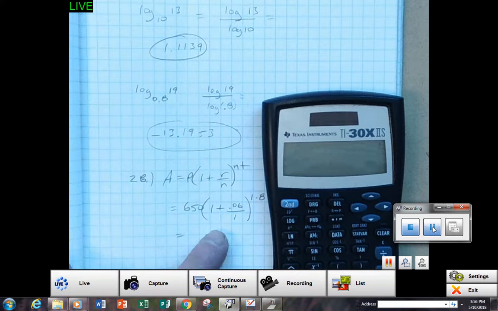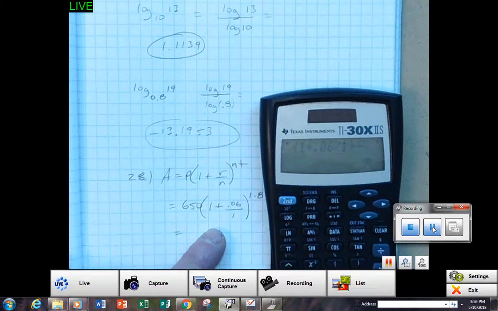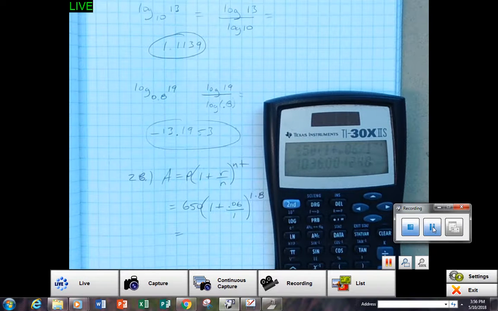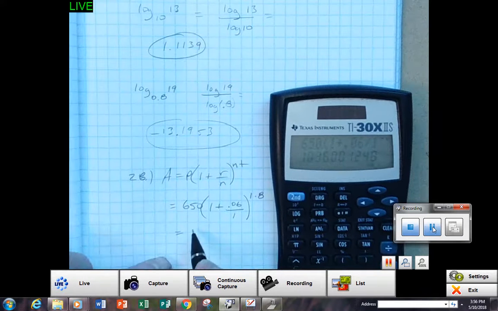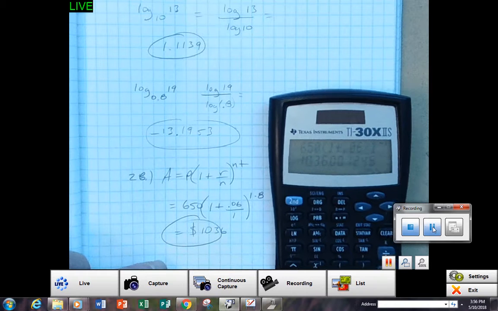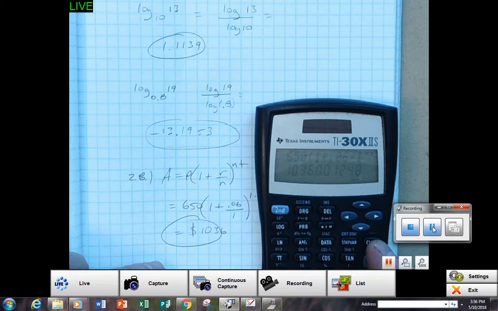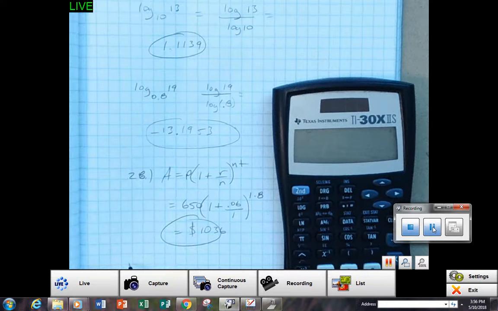So annually is 1, so 650 parenthesis 1 plus 0.06, 6%, divided by 1 annually, and that raised to the 1 times 8, which is 8 power, gives me 1036. So that's that right there. Type that in exactly on your calculator. Hopefully you can see that. All right, 29.